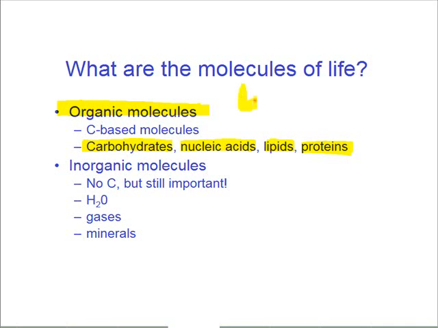One exception is carbon dioxide, which does contain a carbon, so it's technically an organic molecule, but this is a gas that we produce as part of our respiration process. We'll learn about that later.